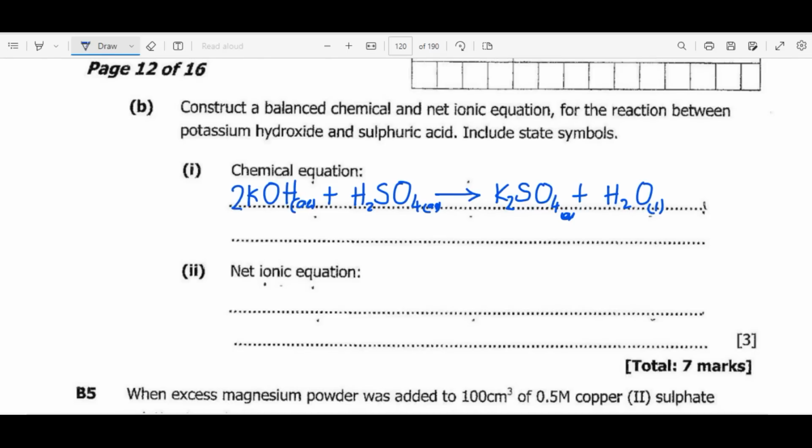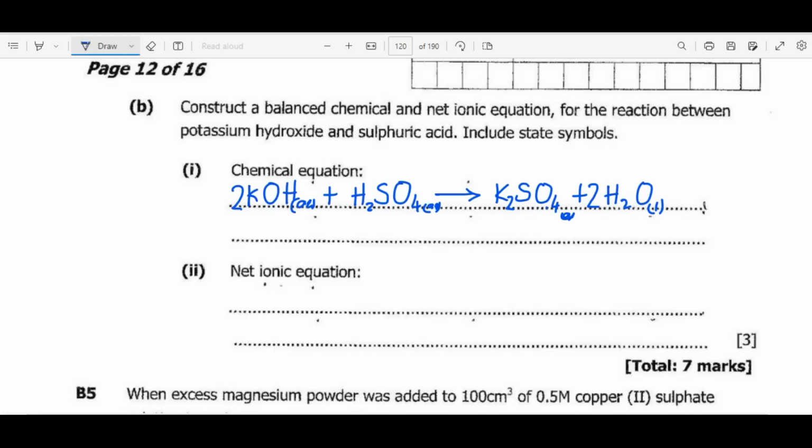Then 2 atoms of potassium, 2 atoms of potassium. Then from the potassium hydroxide, we have 2 atoms of hydrogen. Then also 2 atoms of hydrogen from the sulfuric acid, making in total 4. So we need to put a 2 here so that we have 4. Then oxygen, we have 4 atoms from potassium sulfate plus 2 from water, giving us the total of 6. 2 from potassium hydroxide, 4 from sulfuric acid, giving us the total of this. So our chemical equation is done.